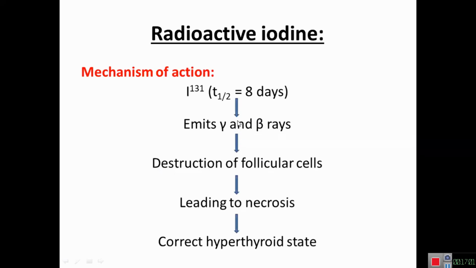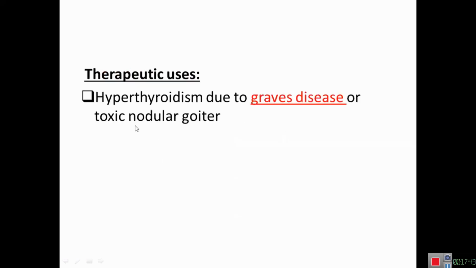The anti-thyroid effect of radioactive iodine is shown by the beta rays. Keep it in your mind, beta rays. Once radioactive iodine emits beta and gamma rays, the beta rays destroy the follicular cells, leading to necrosis, and correct the hyperthyroid state. So you should know this. This is the mechanism of action of radioactive iodine.